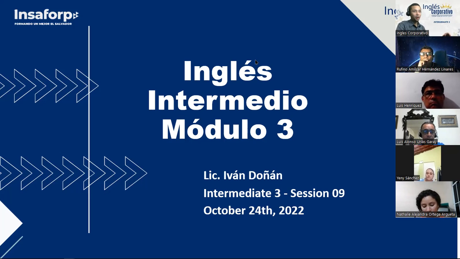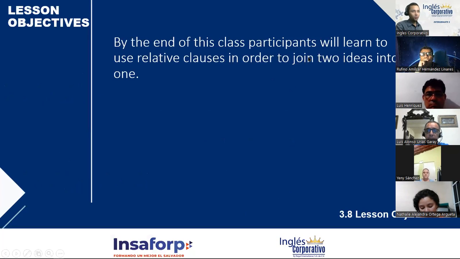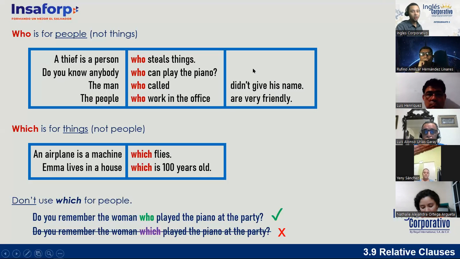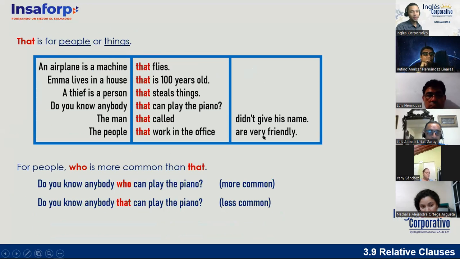Okay, let's begin. Can everybody see the screen that I'm showing? Yes, teacher. Great. All right, let's begin. Well, what are we going to do? We have one final exercise about the relative clauses. By the end of this class, participants will learn how to use relative clauses in order to join two ideas into one. Very quickly, remember, we use who for people. We use which for things. We don't use which for people. And we use that for people and things. If you are not sure, you can use that.